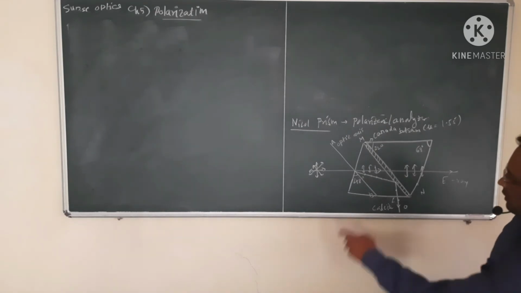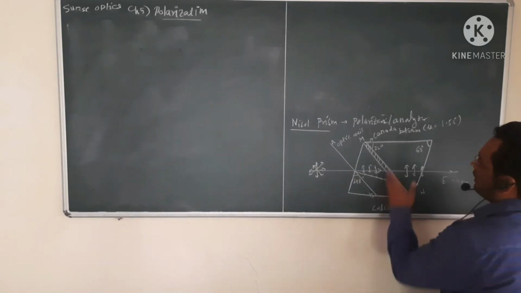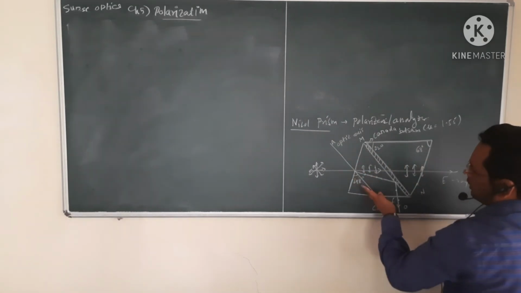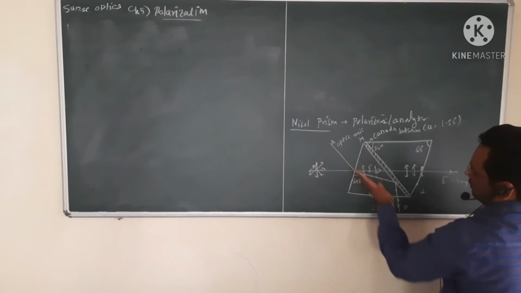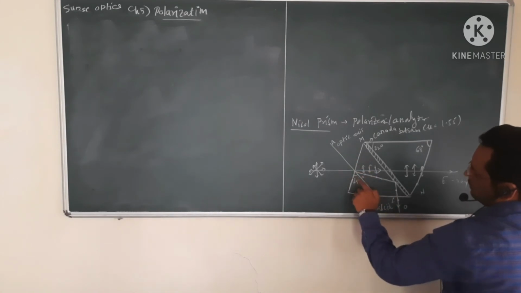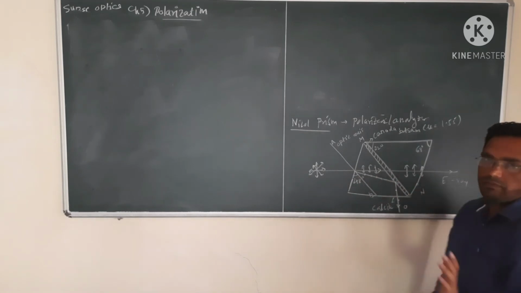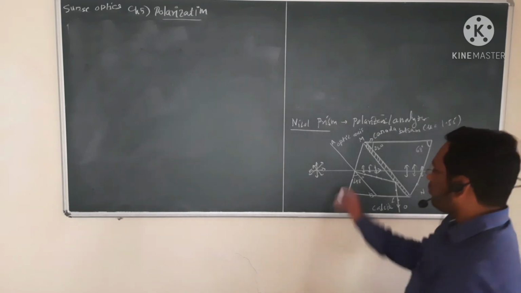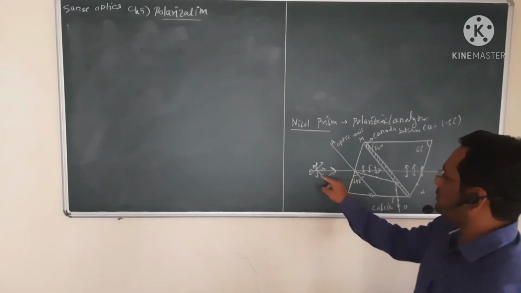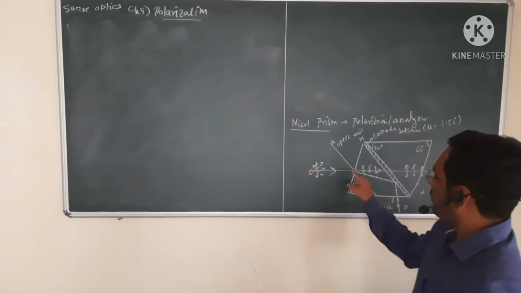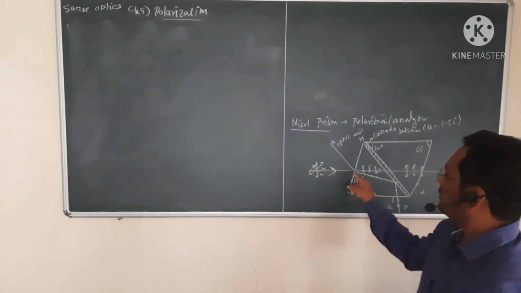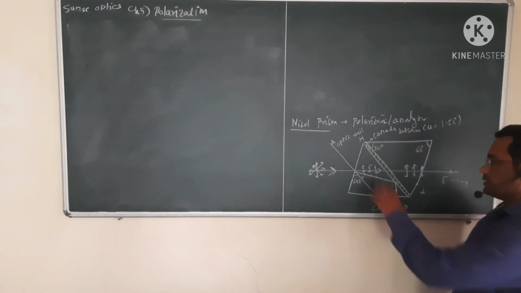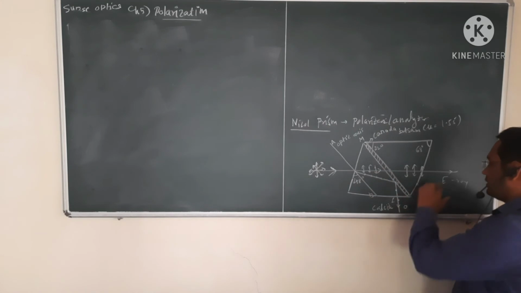Now another property is the optic axis. The optic axis makes an angle of 48 degrees here, so the angle between this front surface and the optic axis is 48 degrees. This is another property of the Nicol prism. Now if unpolarized light, remember this is the symbol of unpolarized light, falls on this surface, since this is calcite material, it is divided into two parts: one is the ordinary and the other is the extraordinary ray.